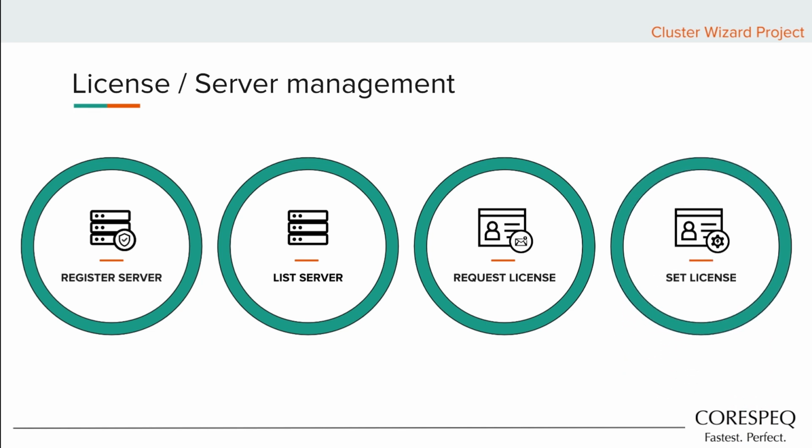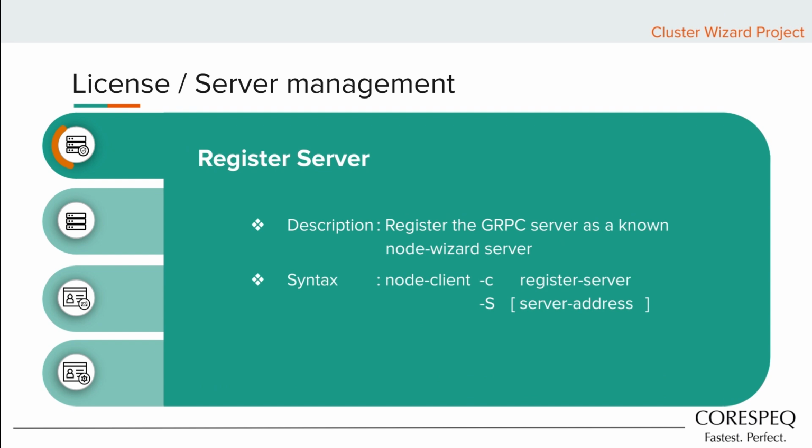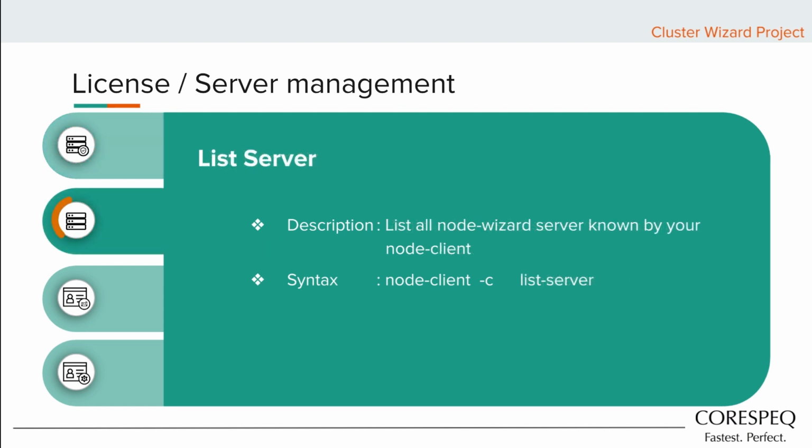Let's have a look at the syntax for the commands used in the License and Server Management section. The register server command registers the gRPC server as a known Node Wizard server. This command needs the server address as the input. The list server command is used to list all the Node Wizard servers known by your Node client. This command does not need any additional inputs.